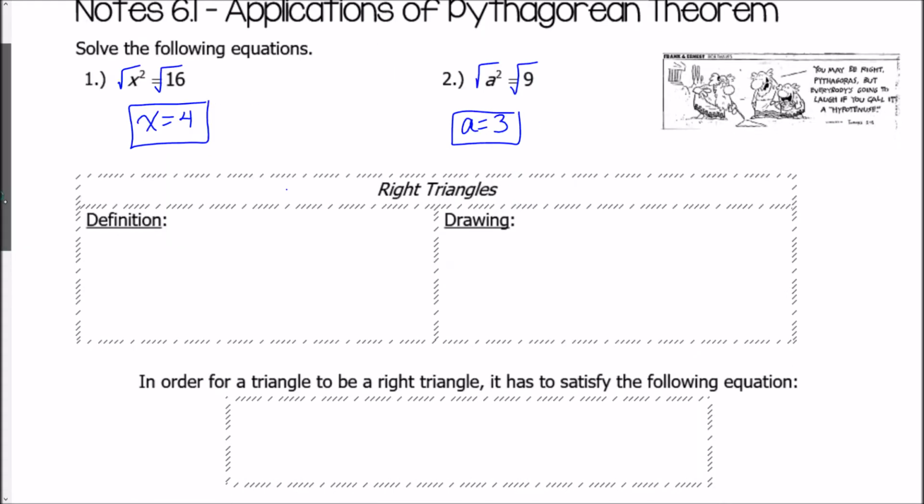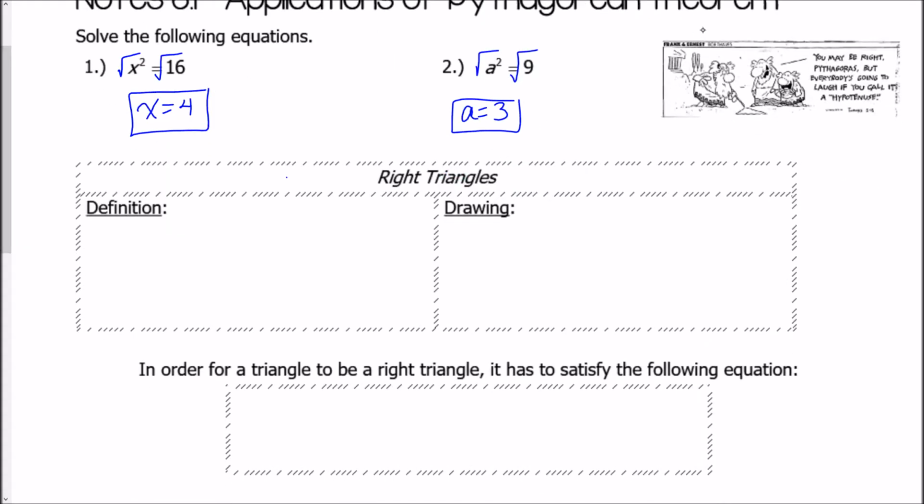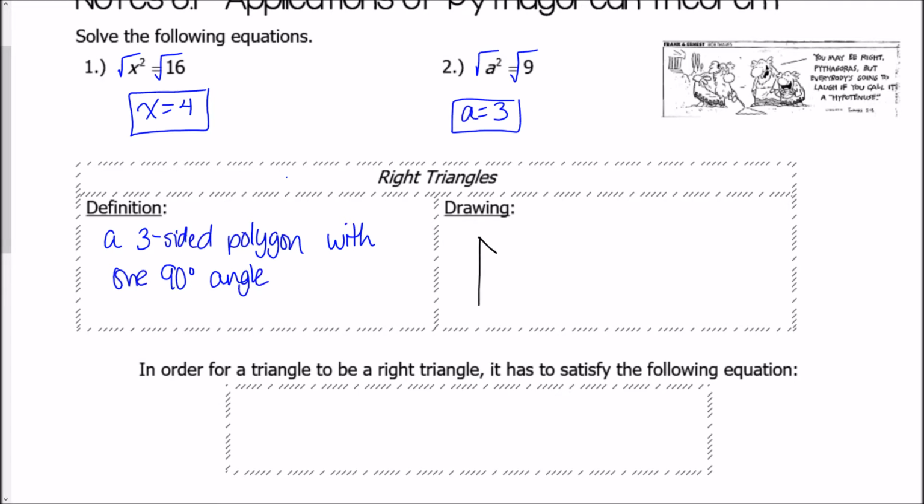So the definition, first of all, Pythagorean Theorem, we're going to apply it to right triangles right now. So the definition of a right triangle is a three-sided polygon with one 90-degree angle. You guys already know that that's what makes a right triangle. So if I were to draw a picture of my right triangle, it would look as follows, with a right angle box in the corner. And then typically we call this side A and this side B, and then this last side here is called C.